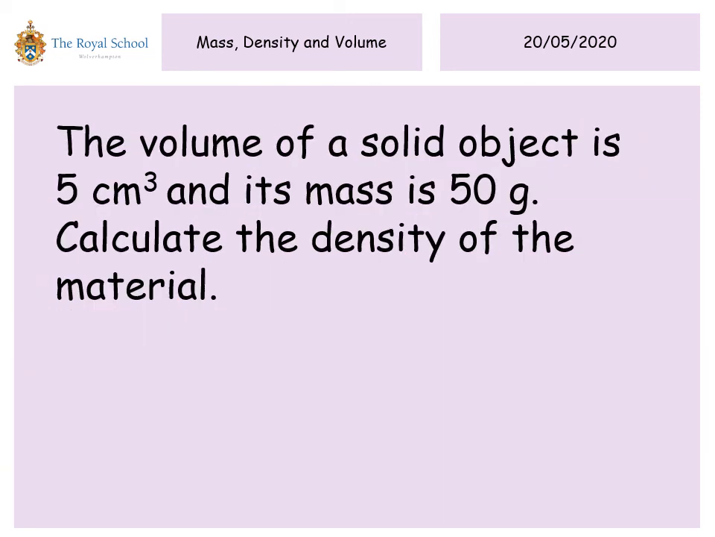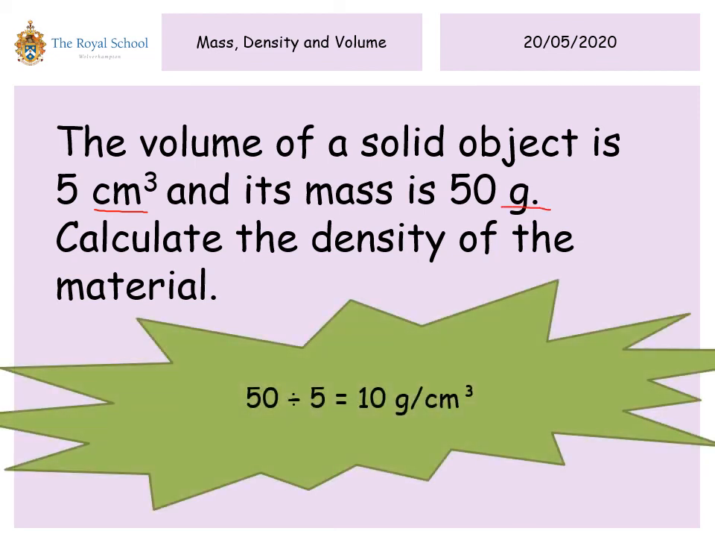Next one then, the volume of a solid object is 5 centimeters cubed and its mass is 50 grams. We calculate the density. Pause until you're ready. So density is mass divided by volume. Lovely consistent units in this one. So mass divided by volume is going to give us 10 grams per centimetre cubed. So cross off a 10 if it's on your grid.